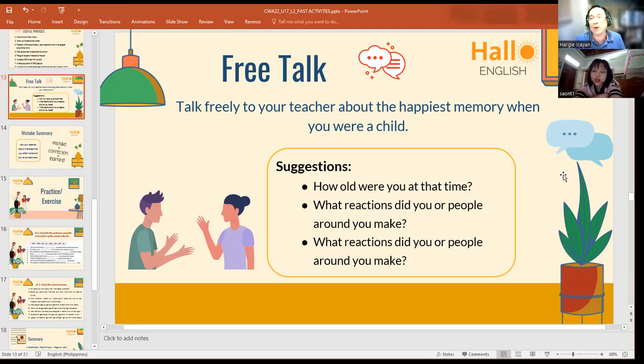Why the happiest memory? Because when we were children, we kept on diving and swimming in the river because our river in the province in the South is very, very clear. There would be crystal water in there. And when you were going to dive, you could see the rocks and stones down there. And the water is so cold. So I think this is the happiest memory.